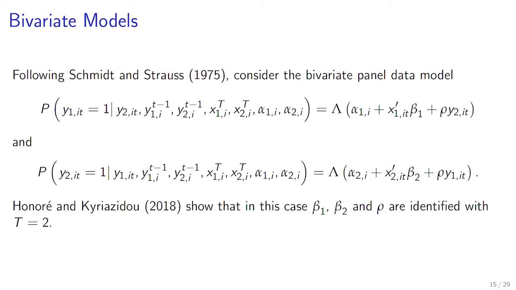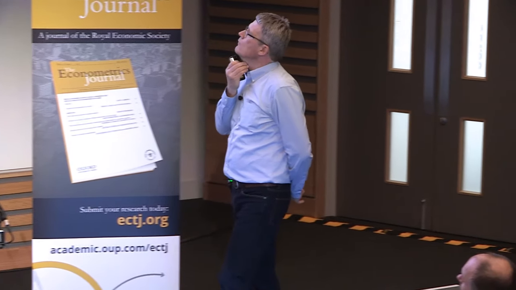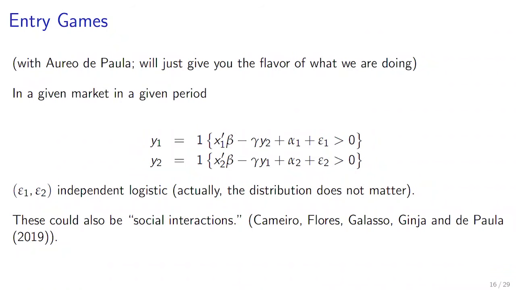But I didn't tell you why, right? So, in a more modern setup, a lot of people have looked at entry games. In a stylized model, there are two firms entering a market. Whether firm 1 enters depends on whether firm 2 has entered and vice versa. So you're looking for a Nash equilibrium.